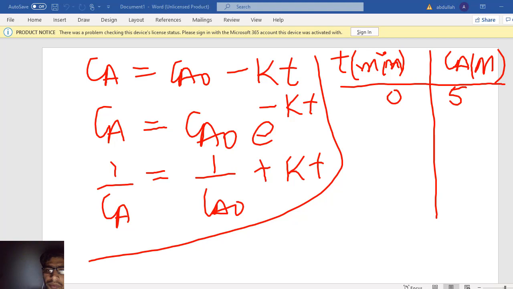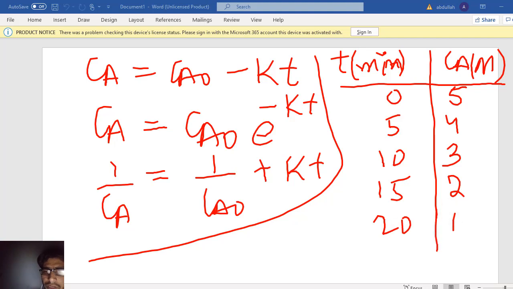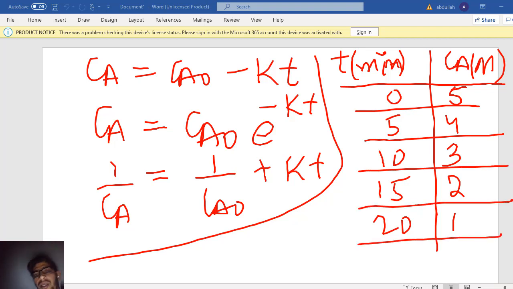After 5 min the concentration was 4 molar. After 10 min it was 3 molar. After 15 min it was 2 molar. After 20 min the concentration was 1 molar. Suppose this table was obtained in the lab. This is the concentration and this is the time.